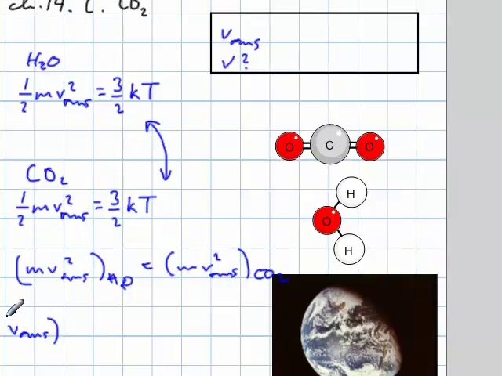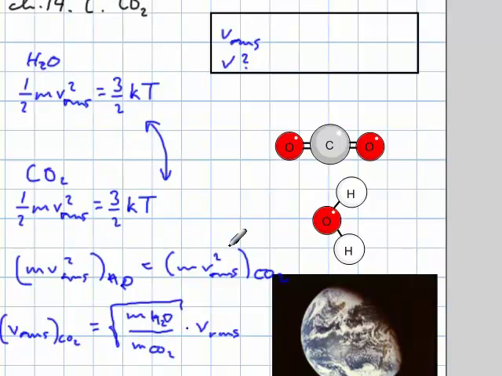So for the CO2, by dividing by the mass of the CO2 on the other side, I have the ratio of the masses. So M of the H2O divided by M of the CO2 times VRMS squared. And if you imagine that there's a square here and that there's a square here, I need to get rid of that square here, so I take the square root of the right hand side, which gets rid of the square here, but it introduces a square root right there.